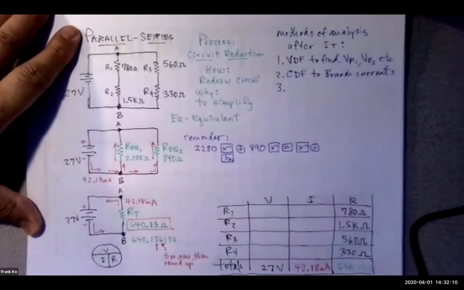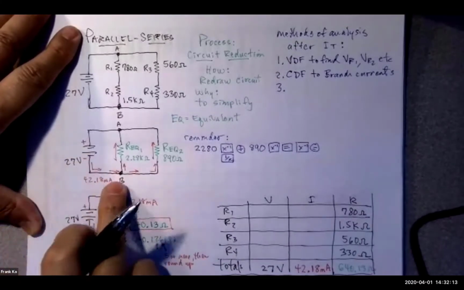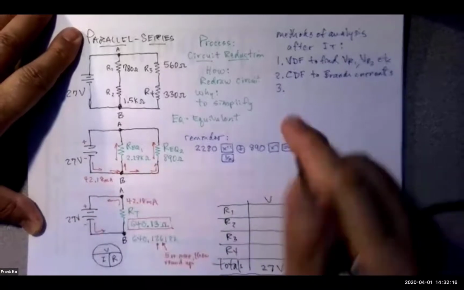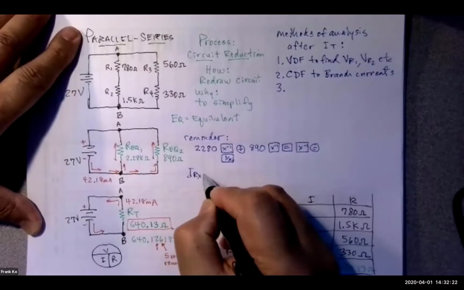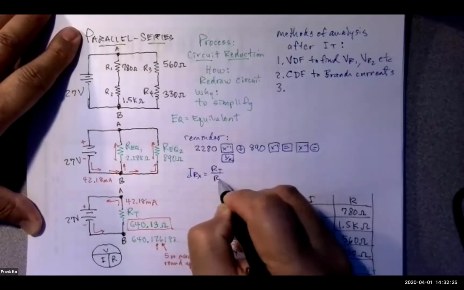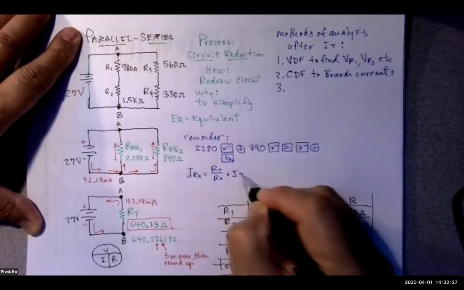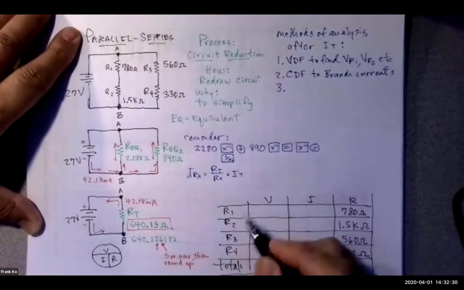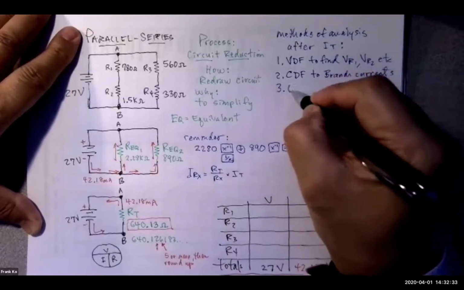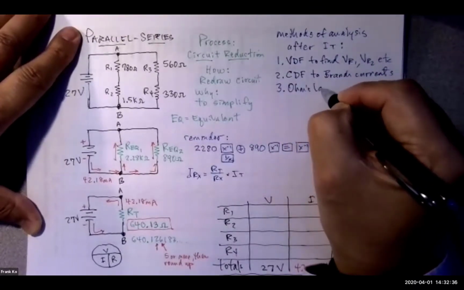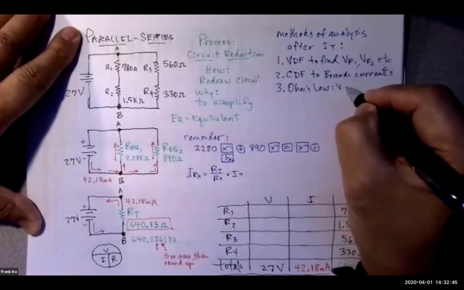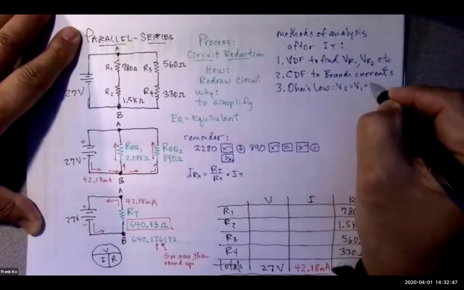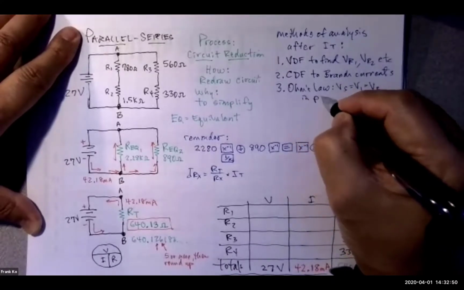So where we are, once we find the 40.18 milliamps that flows out of here, we can use current divider, because current divider formula, if you remember, your IRX was equal to RT over RX times IT. A little bit of calculation to do that, but I have a simpler method for you. The simpler method is to use Ohm's law. And what you want to remember about Ohm's law is that your Vs is equal to V1 equal to V2 in parallel.